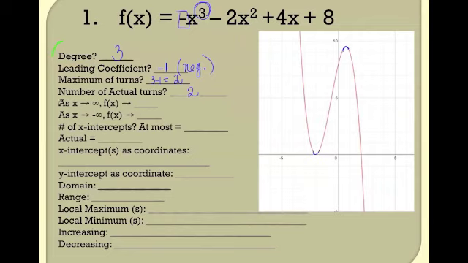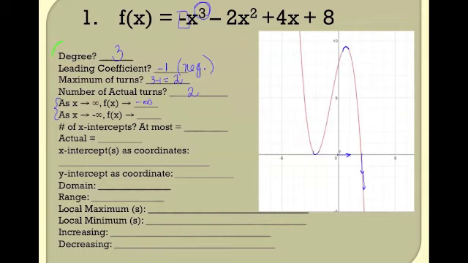Then we're asked to find end behavior. That's what these two questions are talking about. As x approaches positive infinity, so as you go to the right on the x-axis, you can see that the values are decreasing for the function. So it's going to negative infinity.